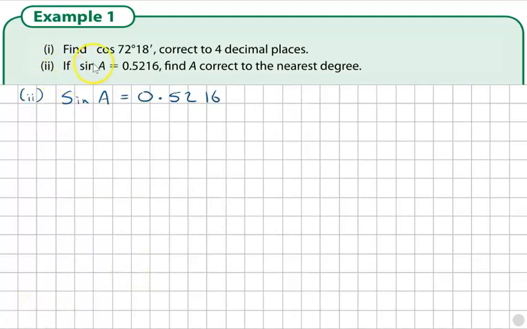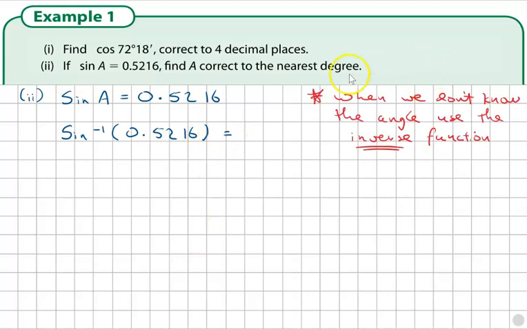Part 2. If sine A equals 0.5216, find A, correct to the nearest degree. So when we do not know the angle, we use the inverse. And we don't know the angle in this case, angle A. So we press Shift and sine minus 1 comes up and a bracket. And you just input 0.5216, close your bracket and equals. So just a reminder, when we don't know the angle, we use the inverse function.